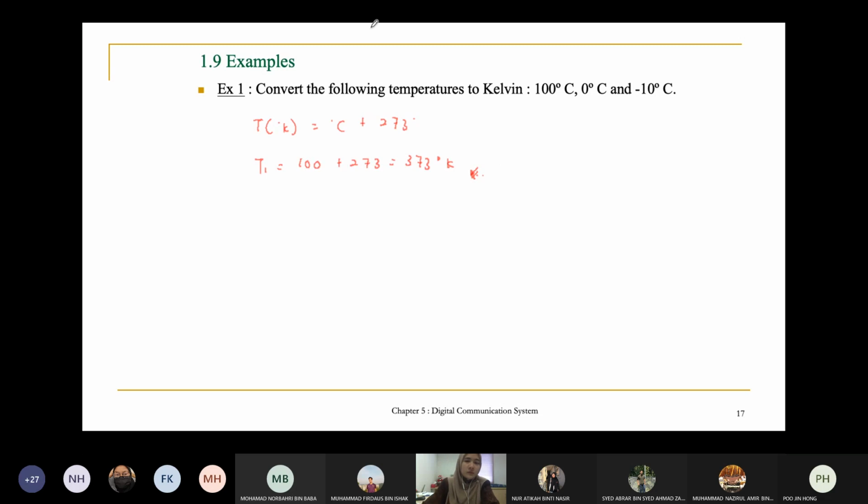Same for 0 degrees. So 0 degrees is equal to 273 Kelvin. And the last one is negative 10. So temperature 3 is equal to negative 10 plus 273. So you should get 263 Kelvin.